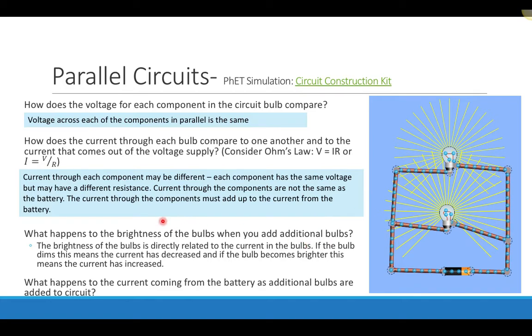The current that flows through the components are not the same as the battery. So what happens is the current through the components has to add up to the current from the battery. So if the current through the first bulb was 1 amp and the current through the second bulb was 1 amp, that means the current that's coming out of the battery here would have to be 2 amps, right? So it has to add up. So current comes out of here, it splits up between these bulbs. Some of it goes one direction, some of it goes the other direction, but it has to be equal.